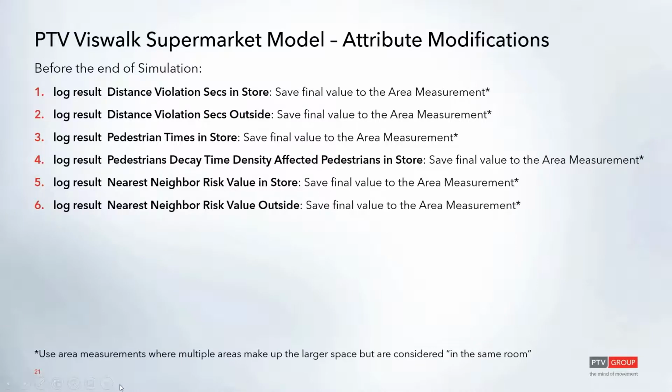And then finally, we have some attribute modifications that we're going to be using that will be logging this information. So we don't want this information to just disappear at the end of the simulation, or maybe we want to look at time-specific intervals. Most of these are going to be on the area measurements, because the area measurements have those time intervals associated with them in the evaluation configuration. So you will be storing data at various time intervals, looking at distance violations, the total seconds in the store, the total seconds outside, the total time spent in the store, our decay, and our risk rate.